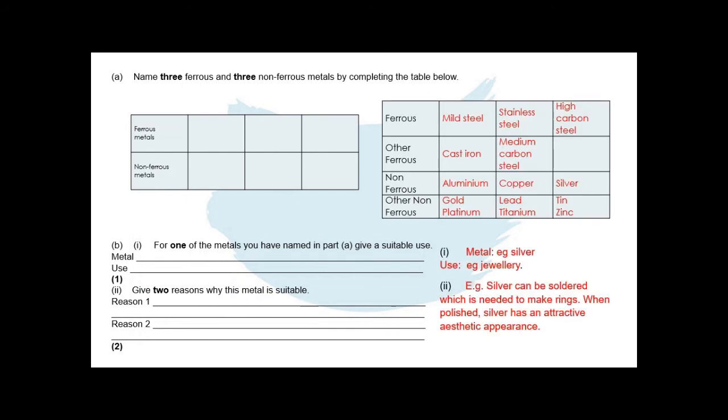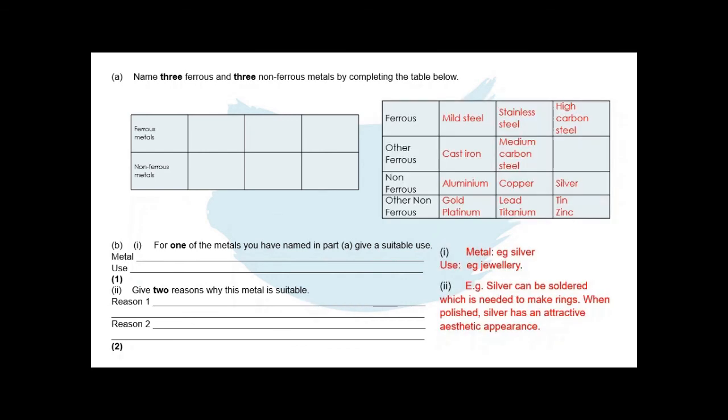Next question, so name 3 ferrous and 3 non-ferrous metals by completing the table below, and then it asks you to go over more detail. Next question, so for one of the metals you've named in part A, give a suitable use, and then give 2 reasons why this metal is suitable. So, your ferrous metals, you could have had mild steel, stainless steel, high carbon steel, cast iron or carbon steel, and then your non-ferrous metals, aluminium, copper or silver.